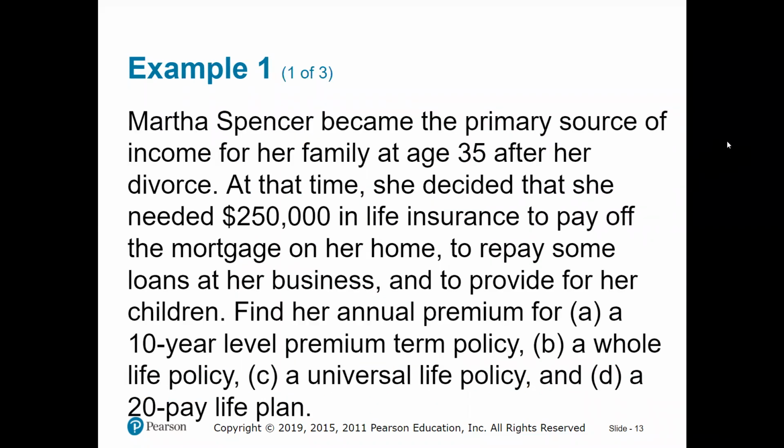All right, our ever famous example for chapter 13, apparently. Martha Spencer, if you forgot, the owner of the dollhouse, became the primary source of income for her family at age 35 after her divorce. At that time, she decided she needed $250,000 in life insurance to pay off the mortgage of her home, to repay some loans for her business, and to provide for her children. Find her annual premium for A, a 10-year level premium term policy, B, a whole life policy, C, a universal life policy, and D, a 20-year life plan.